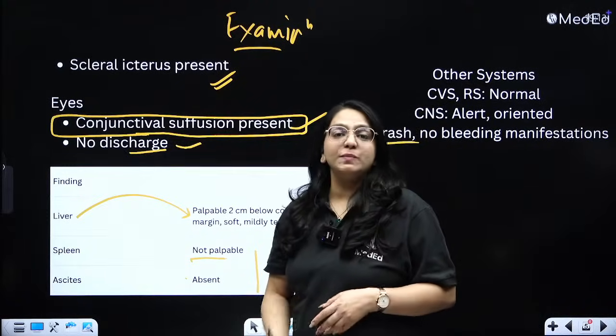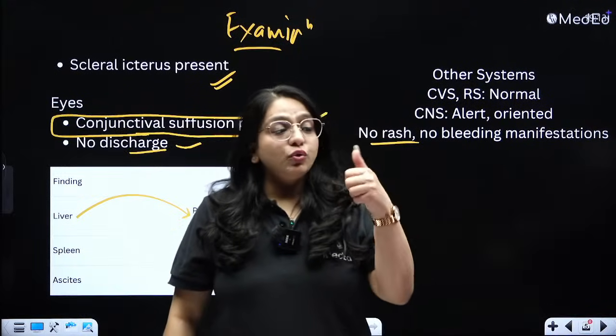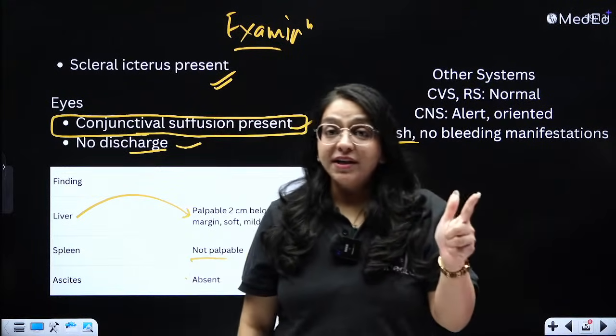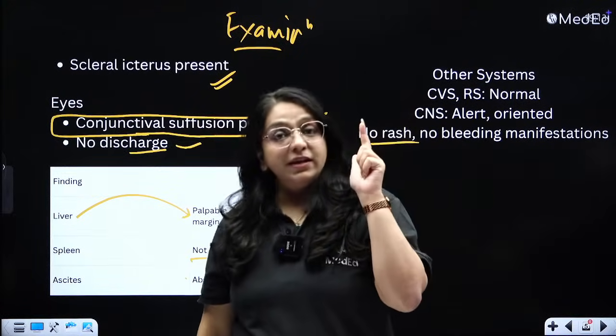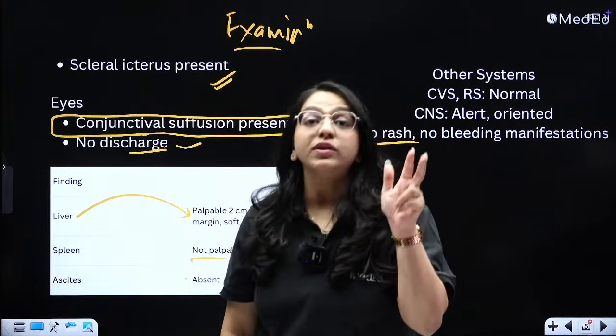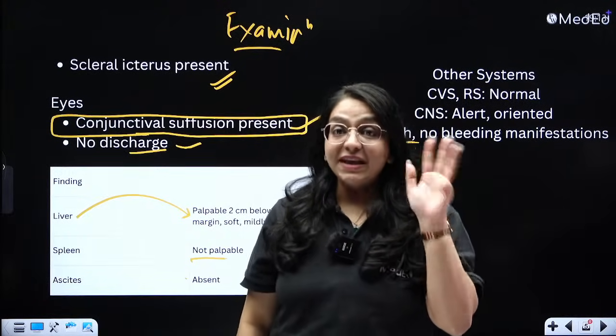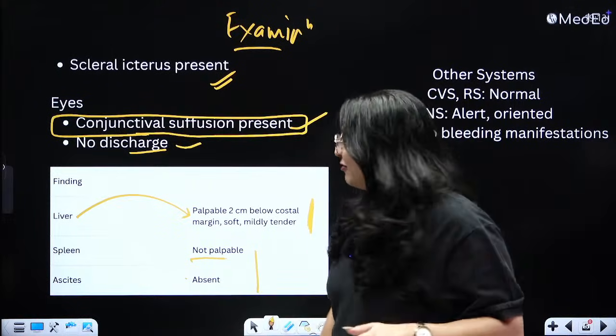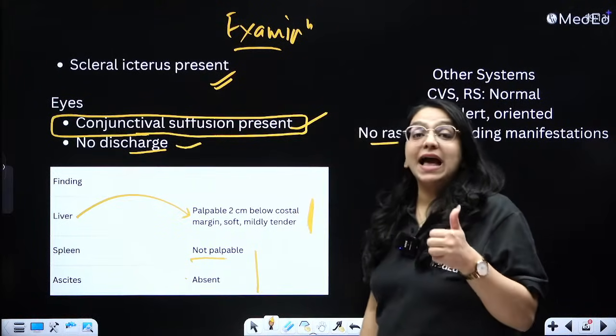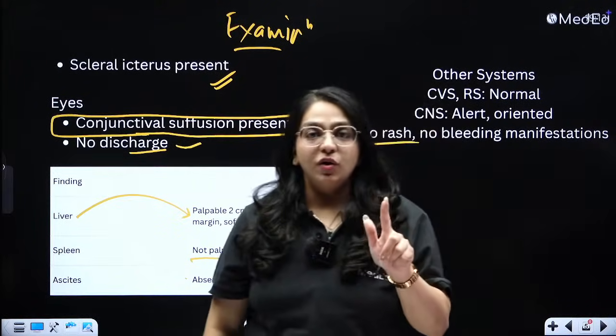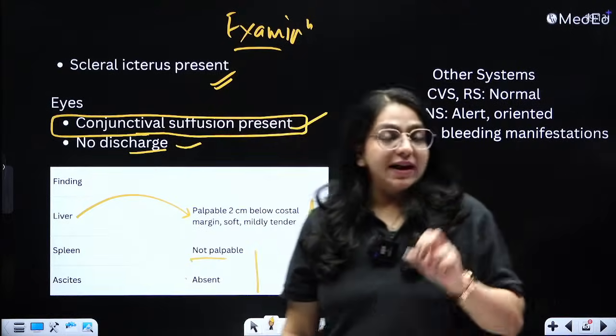So what all information do you have up till now? You know that patient has fever, patient has jaundice, patient has probably conjugated bilirubin in the urine, yellow urine, conjunctival suffusion, calf pain, liver enlargement and renal dysfunction is also involved. So kidneys are also under attack.